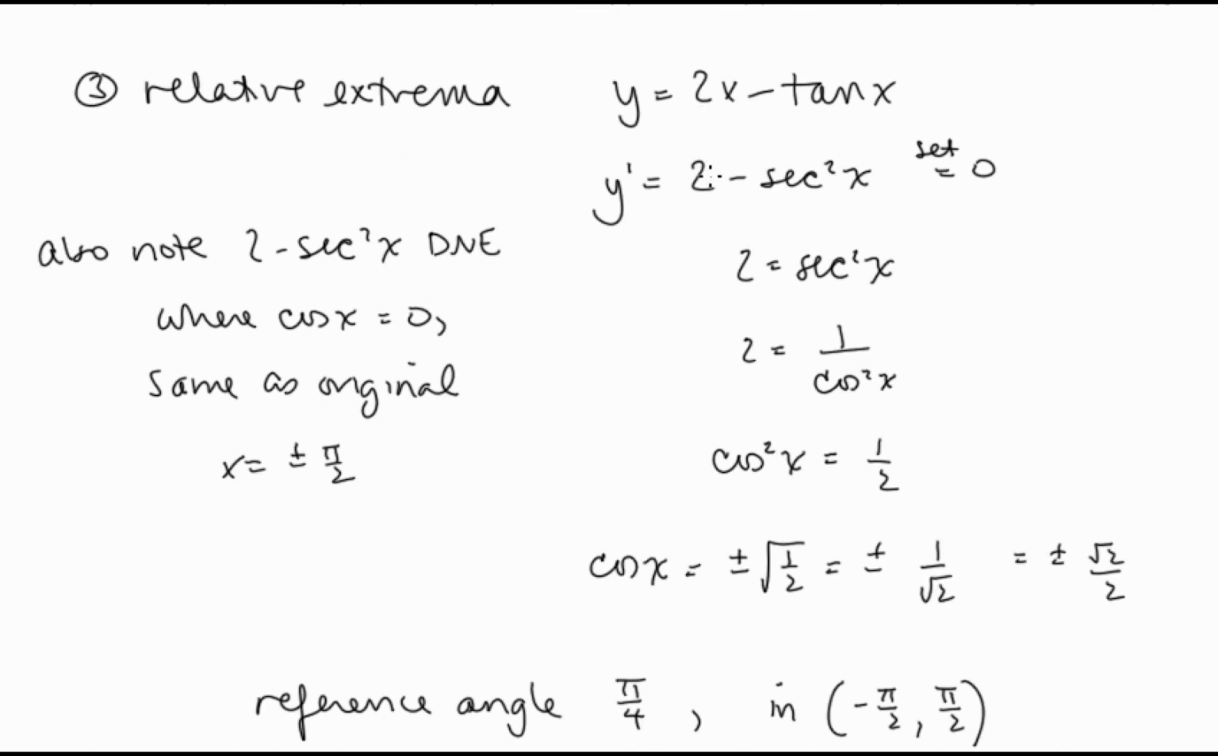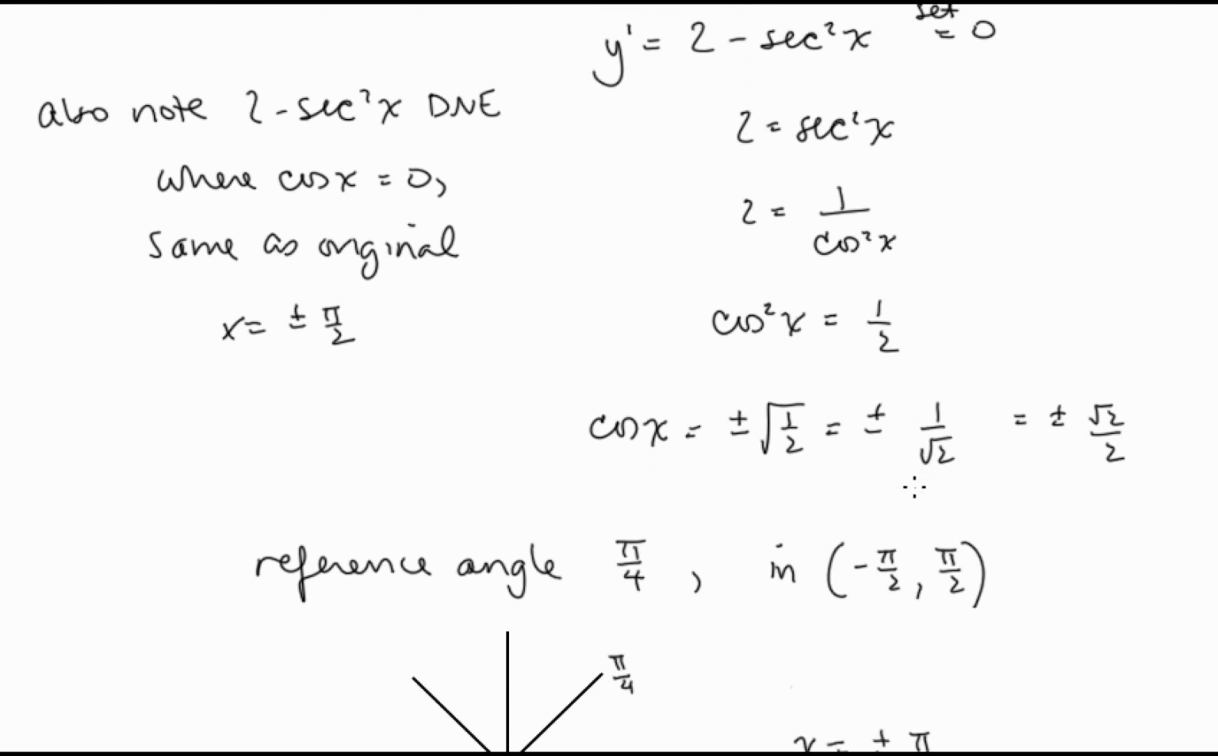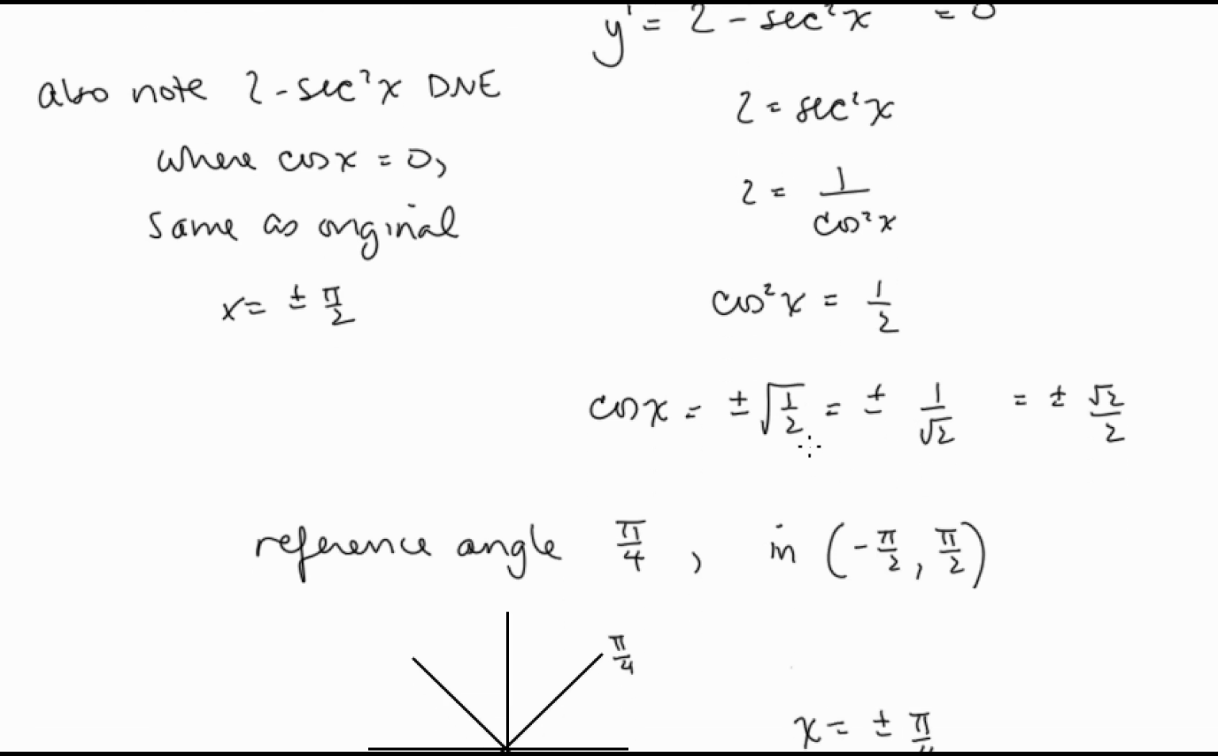Our first derivative is going to be 2 minus secant squared x. We notice that 2 minus secant squared x does not exist again where cosine x is equal to 0 because of the denominator here. And those are the same x values we just spoke about, x equals positive and negative pi over 2. So let's see what we have here by setting this equal to 0. We have 2 is equal to secant squared x, so 2 is equal to 1 over cosine squared x, which means cosine squared x is equal to 1/2. And so that says cosine x is equal to positive or negative radical 1/2.